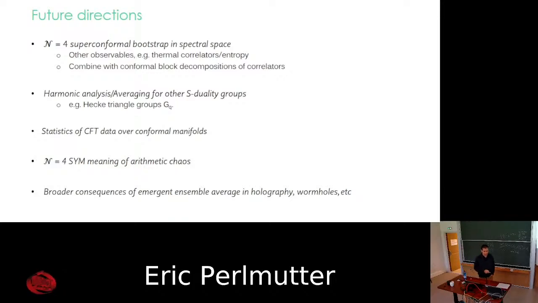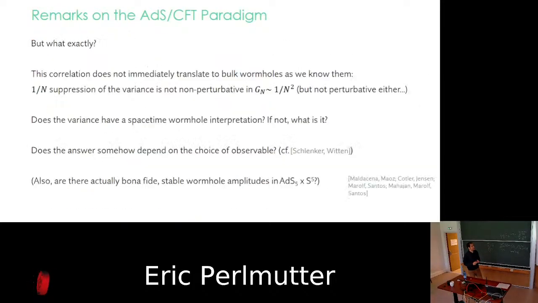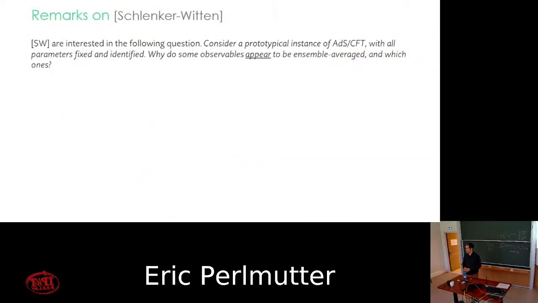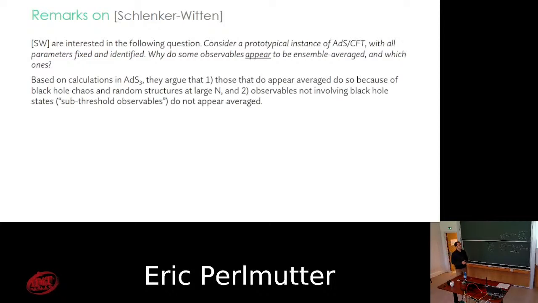No, so I have some backup slides about that. Okay, I'm just going to make sure I get my thoughts parsed correctly. First, let me say something a little differently than you said it. They don't want to actually do an average. They're asking, in a theory where, say, all the moduli are fixed, or if there are moduli, they are identified between the two sides as usual, which observables appear ensemble averaged, and which ones don't? That's the question they're asking, and then why. And so they argue basically what you said, that those involving black hole states appear averaged, and those that don't involve black hole states don't appear averaged.